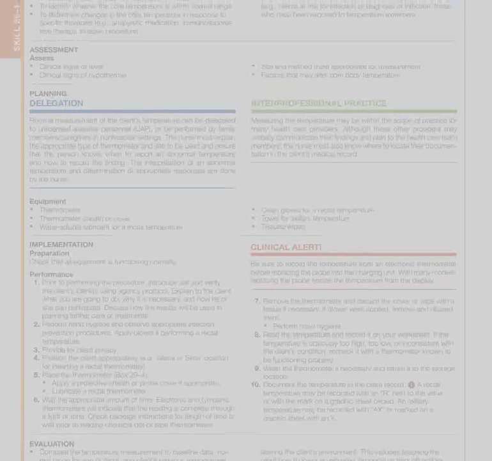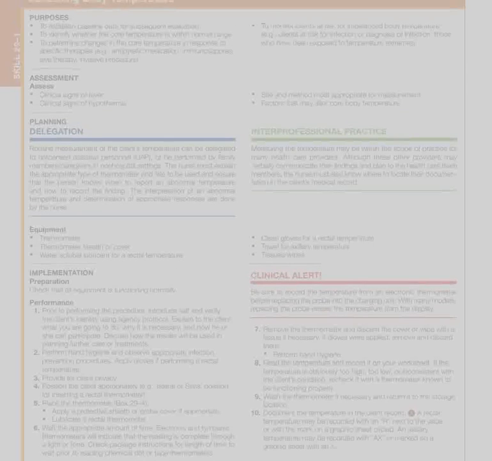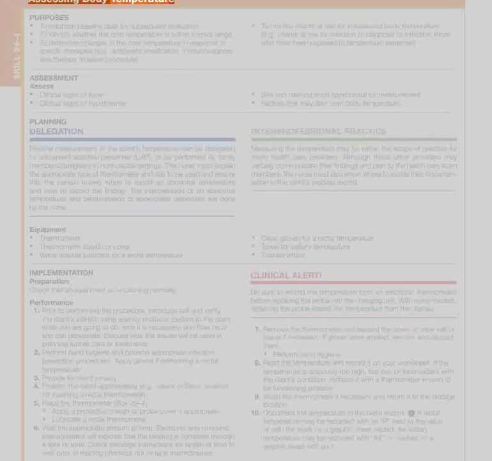To monitor clients at risk for imbalanced body temperature, for example, clients at risk for infection or diagnosis of infection, those who have been exposed to temperature extremes. Site and method most appropriate for measurement, factors that may alter core body temperature. Clean gloves for a rectal temperature, towel for axillary temperature, tissues or wipes. Assessing body temperature. Skill 29-1.